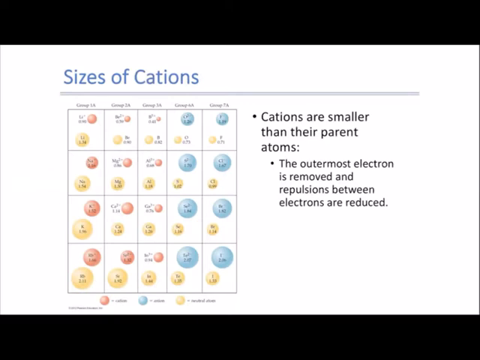Breaking down these ions, first we look at cations. Cations are smaller than their parent atom. So the cations actually end up smaller than the neutral atom. So a lithium ion is much smaller than a lithium. A sodium ion is much smaller than a sodium. And this is because we've lost that outer shell electron. If we lose the outer shell electron, we've gone down in the principal quantum number. And so that's one reason why the ions are smaller.